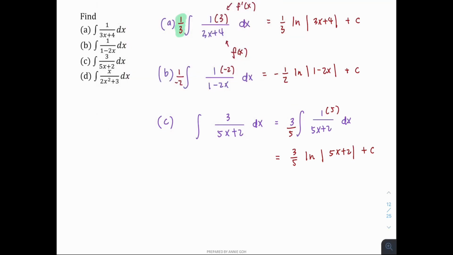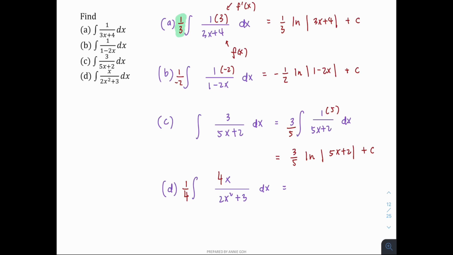Have a look at part D. D, you are asked to integrate x over 2x squared plus 3 dx. Alright, so check the bottom part. When you differentiate the bottom part, we should have 4x. And there's an x here. So what we need to add in is just a number 4, and I have to divide by the 4 outside here.